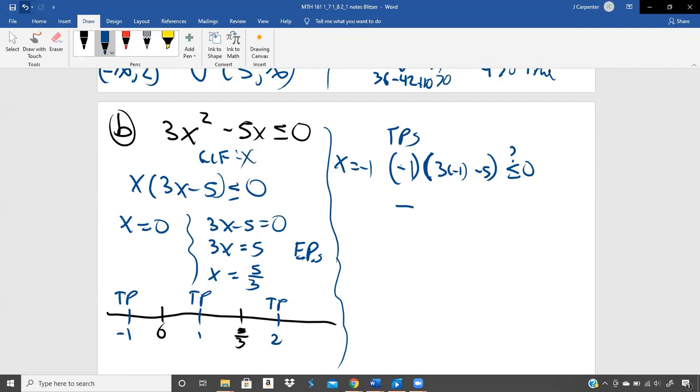3 times negative 1, well, that's negative 3. Negative 3 minus 5 is negative 8. I don't care that it's negative 8, though. I only care that it's negative. And then I'm asking if this is less than or equal to 0.